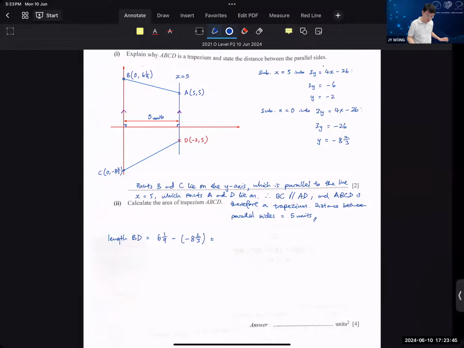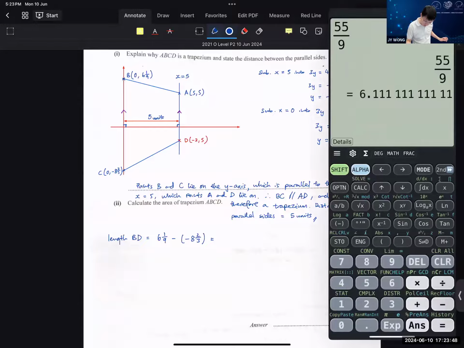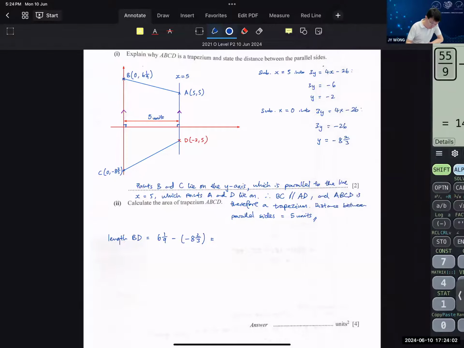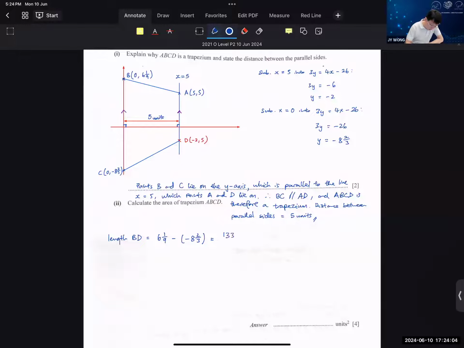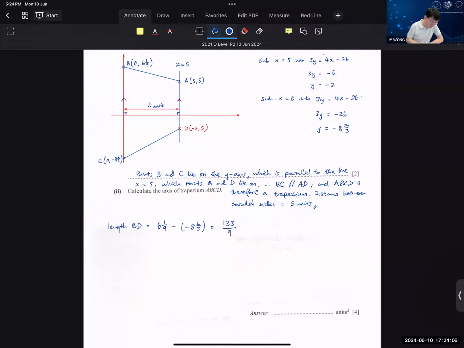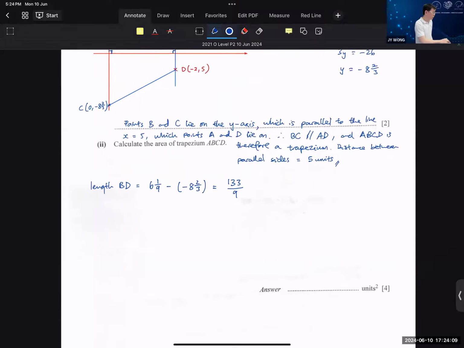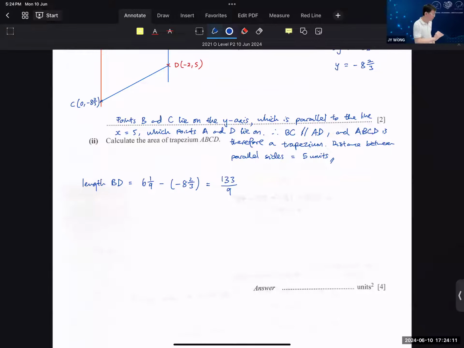press your calculator. Please be careful with the negative sign and don't do weird things. So you'll just get 133 out of 9. You can leave it as 133 out of 9 because it's a working step, so it technically doesn't really matter. Or you can simplify it to a mixed number. Then you have your length BC. Sorry, it's not BD, it's BC.